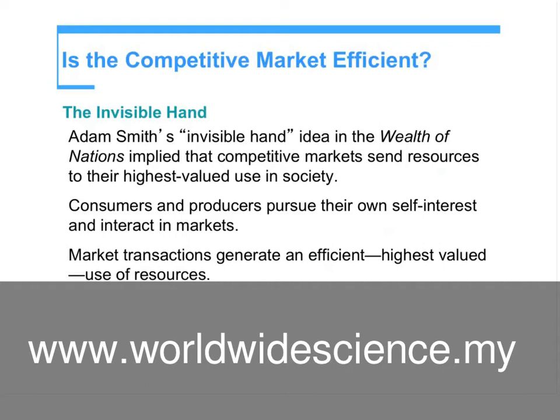The invisible hand at work means that the invisible hand works in our economy today. It coordinates the self-interest of producers and consumers of computers and just about every good or service that you can think of. So one more time, the invisible hand implies the competitive market sends resources to their highest valued use in society. And it works for any goods or services.